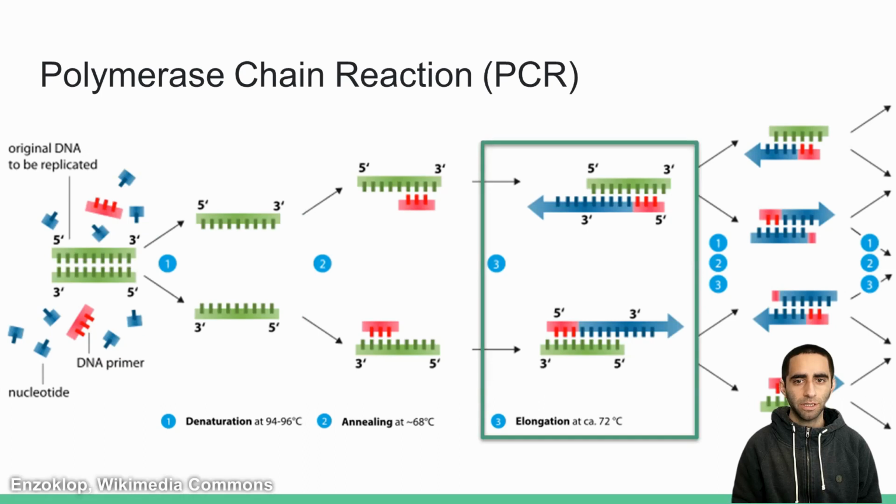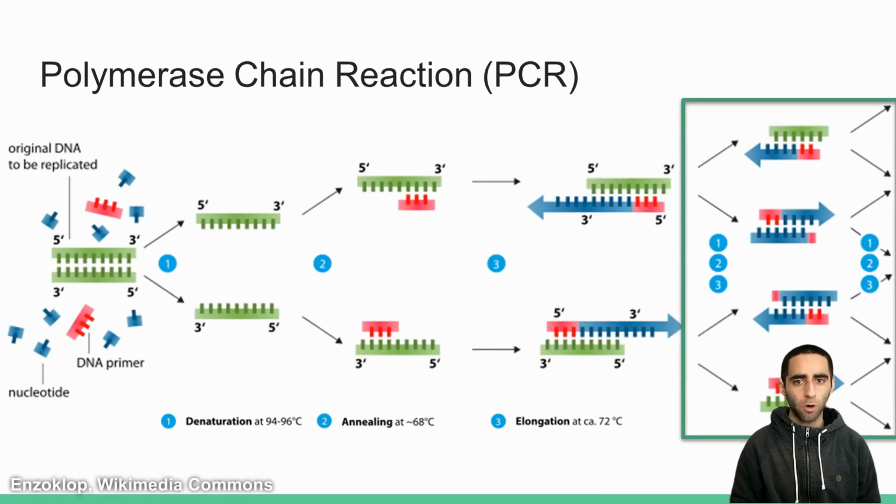The third step of PCR is elongation. We bring the temperature up to 72 degrees Celsius, and we use a protein called polymerase to build a new complementary strand of DNA, nucleotide by nucleotide, starting from our primers. In other words, we elongate our primers to build new strands of DNA. This process repeats over and over again to keep creating copies of our original template DNA.